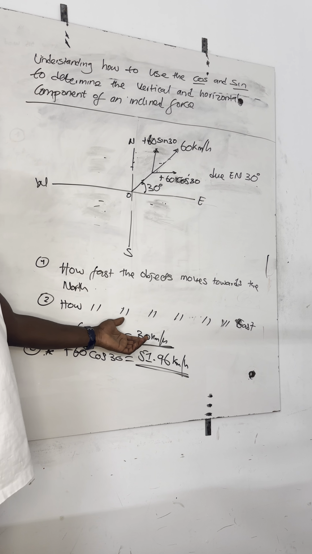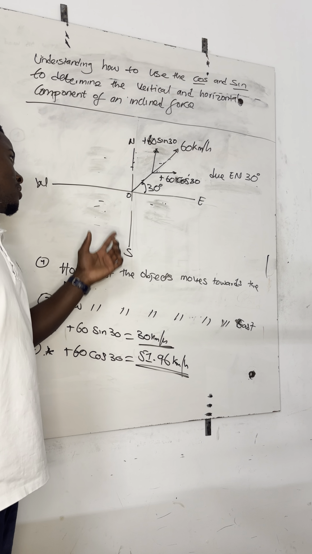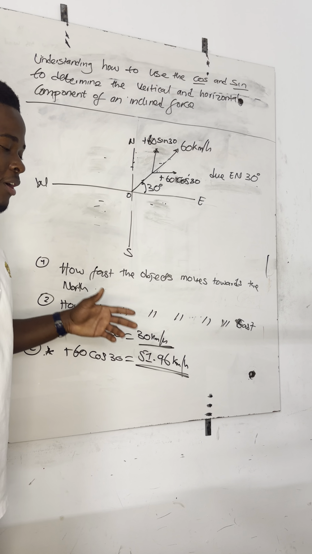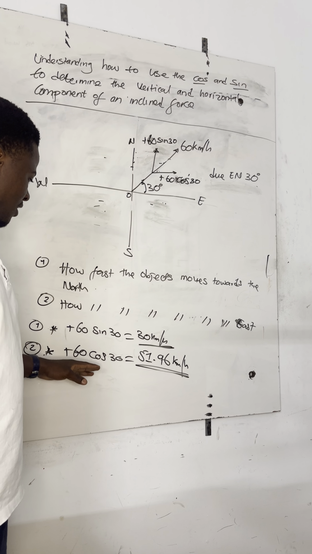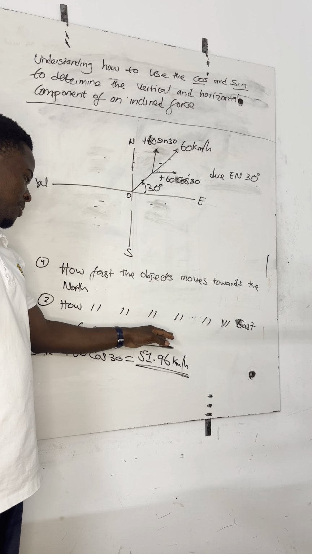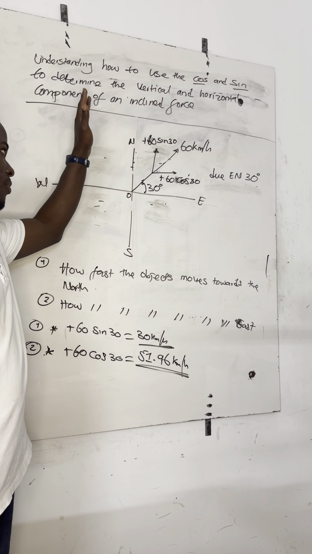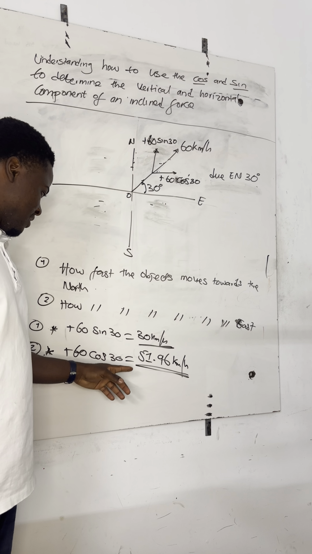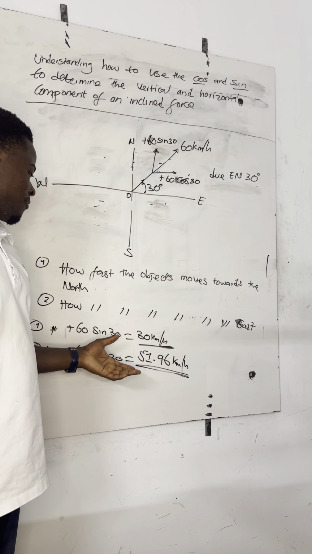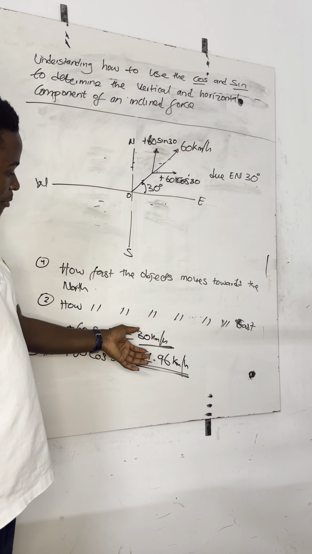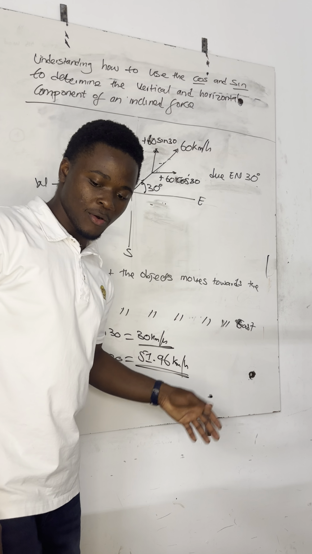So this is how fast this vehicle or the object is moving towards the north. This is 30 kilometers per hour. That is how fast it's moving towards the north. Now this is how fast it's moving towards the east, 51.96 kilometers per hour.